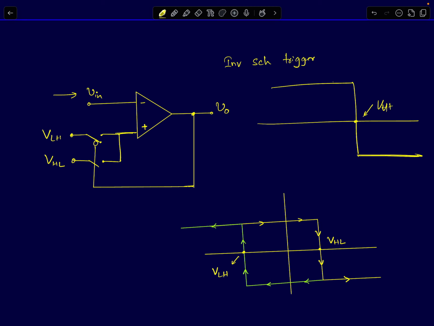So if your output is positive, you want to turn on a switch and apply a threshold voltage of value VHL. When your input exceeds VHL, your output will go to minus Vsat. You have to then disable this switch, open the switch and enable another voltage. I've just used a not symbol here to indicate that that switch will be closed when your output is negative. If your output is logic low, in this case minus Vsat, this switch will close and the threshold voltage will be at VLH.